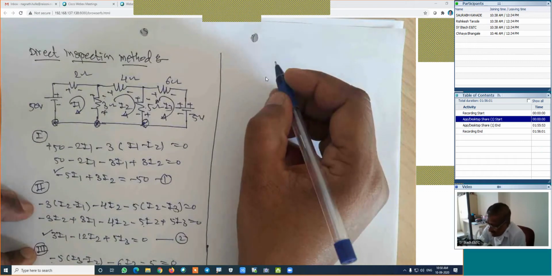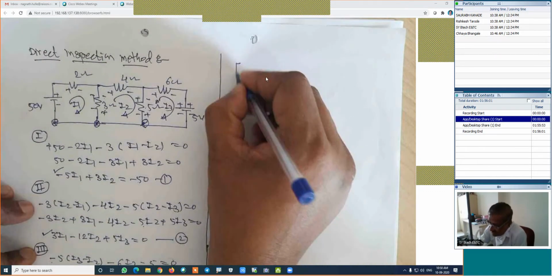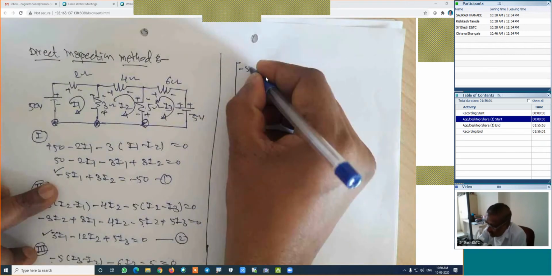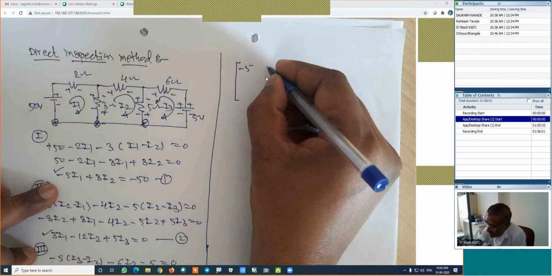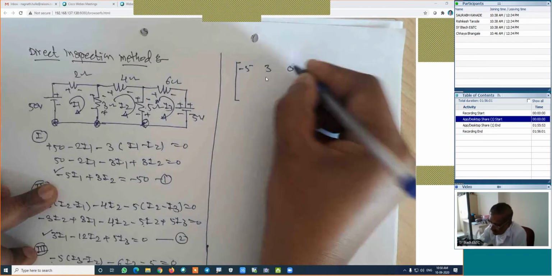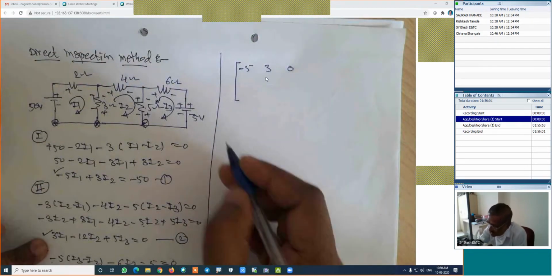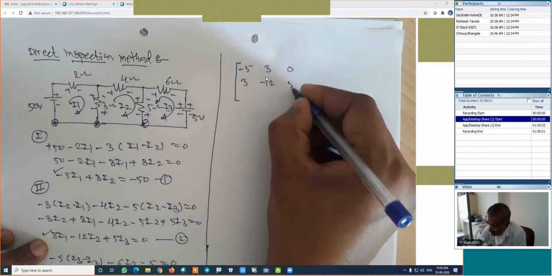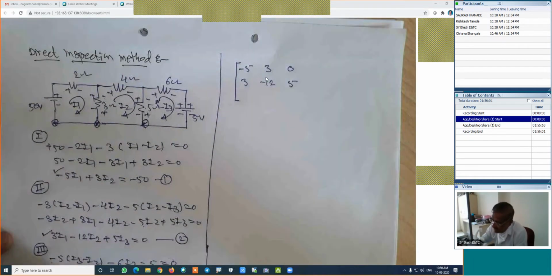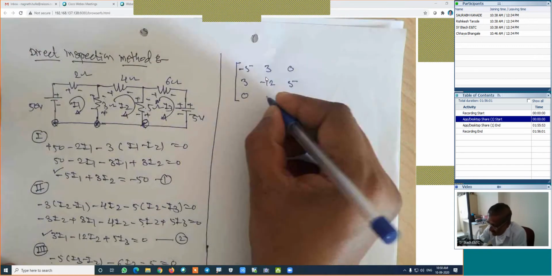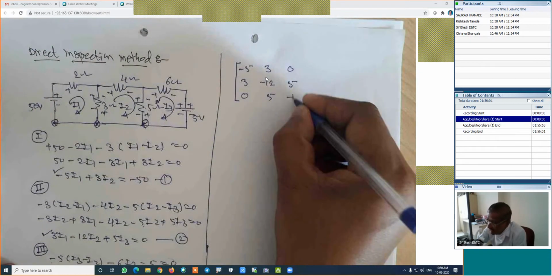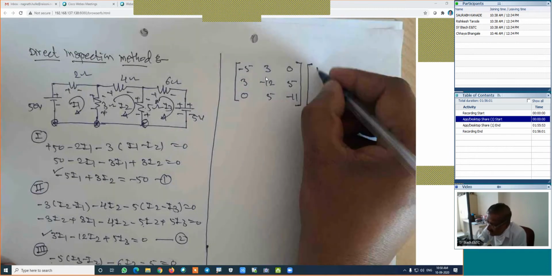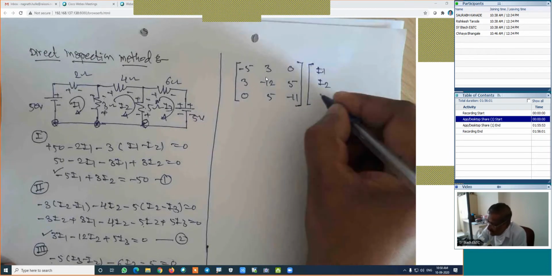These equations can be arranged something like this. Here is a matrix. This matrix, it is 5, then minus 3 for I2, and I3 is 0 for equation 1. For equation 2, it is minus 3, this is 12, this is minus 5. Is it right? And for equation 3, I1 is 0, I2 is minus 5, and I3 is 11. Is it right? And here, this is I1, I2, and I3.